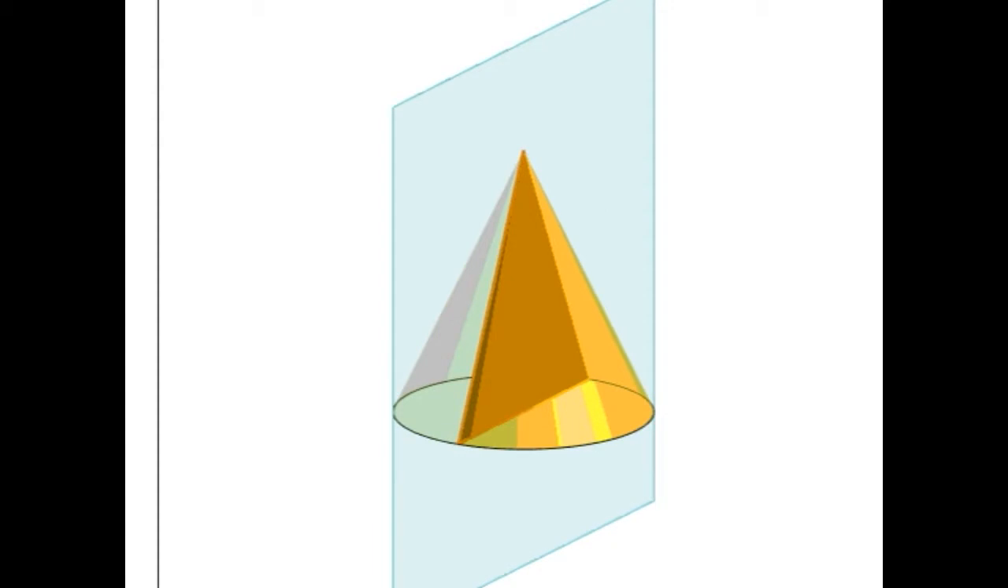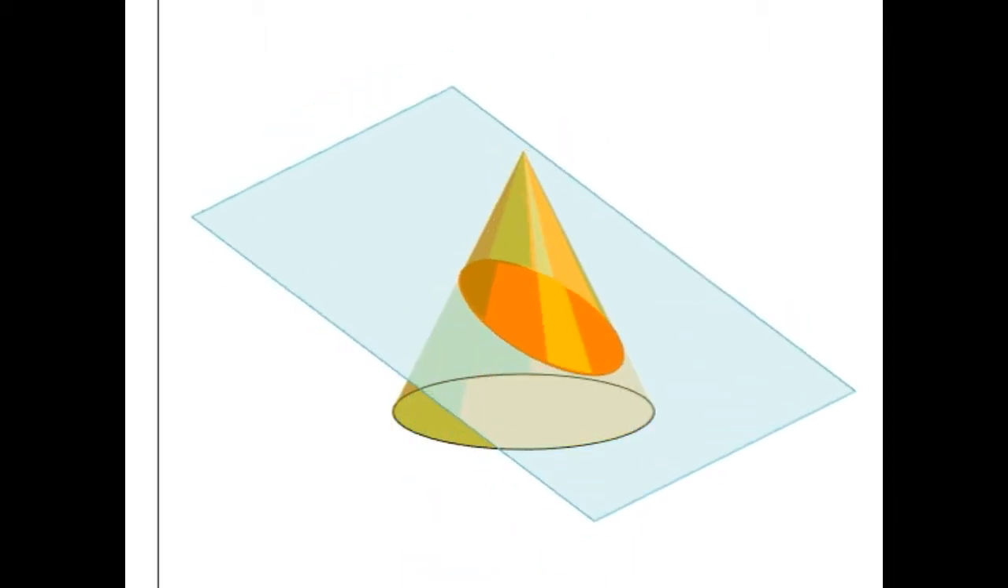And another cross section is, what if I slice it diagonal? Well, in that case, you'll get an oval, but in math, we don't call it an oval, we call it an ellipse.